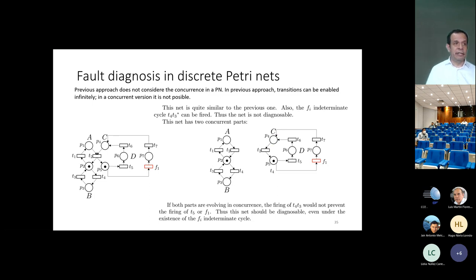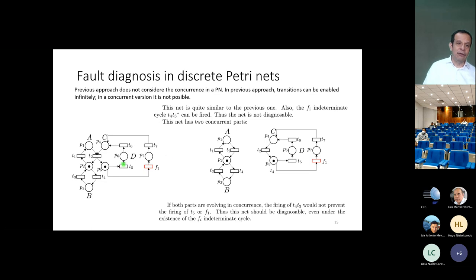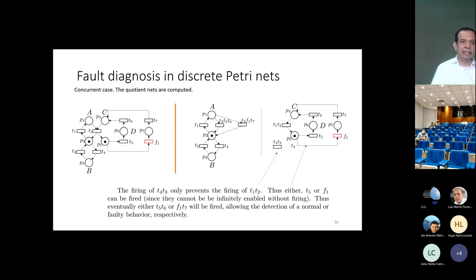this sensor will be turned on. So if sensor B was turned on also before, then for sure there is no fault. If I see sensor C but not D, then for sure this faulty transition was fired and the fault is detected. But using this decomposition into T-semiflows is not enough in all of the cases, and it's better to use the quotient Petri nets.